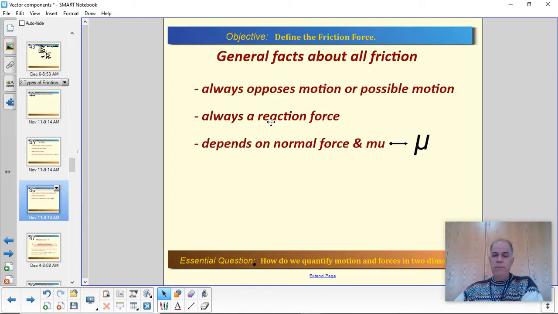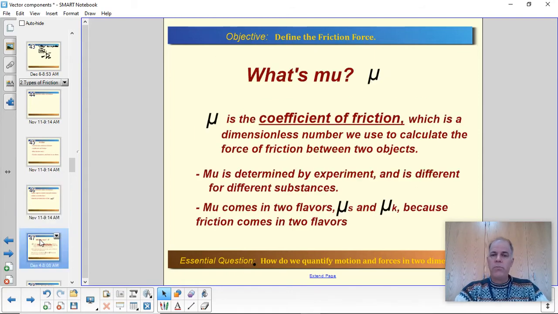Okay, finally, frictional forces depend on the normal force and mu, and we'll get into that in a little more detail in just a moment here. So mu, what is mu? Mu, that's the symbol, it's the Greek letter mu, is the coefficient of friction. And that is a dimensionless number that we use to plug into equations so we can figure out how much friction exists.